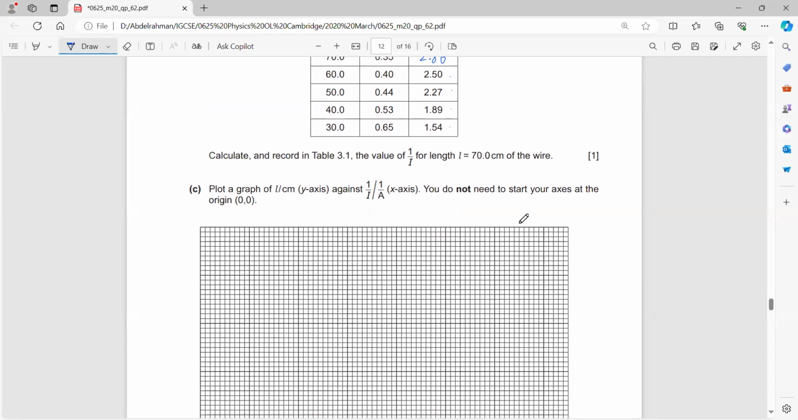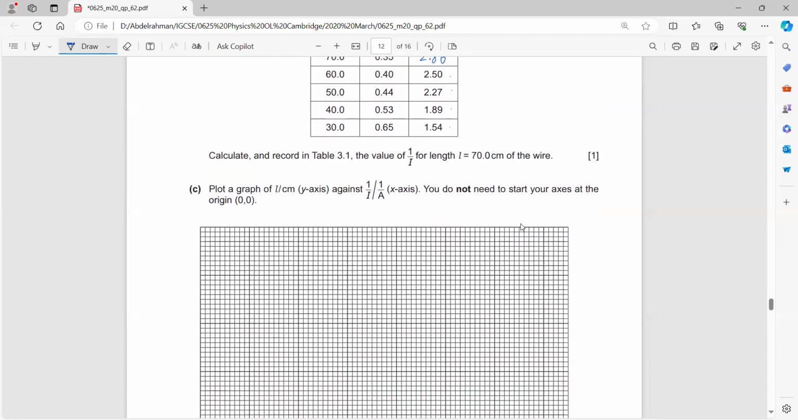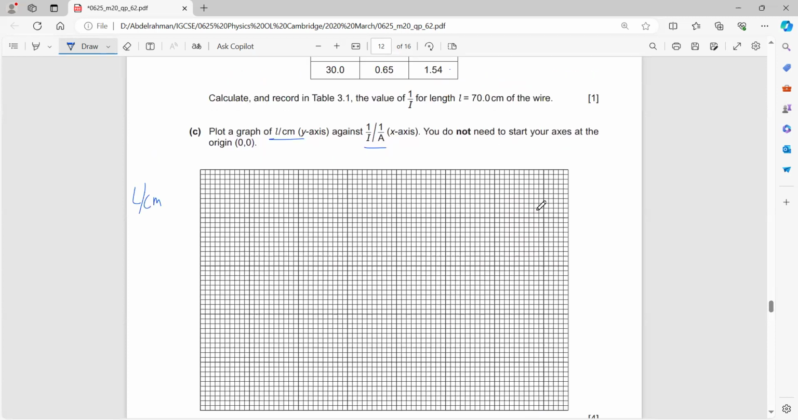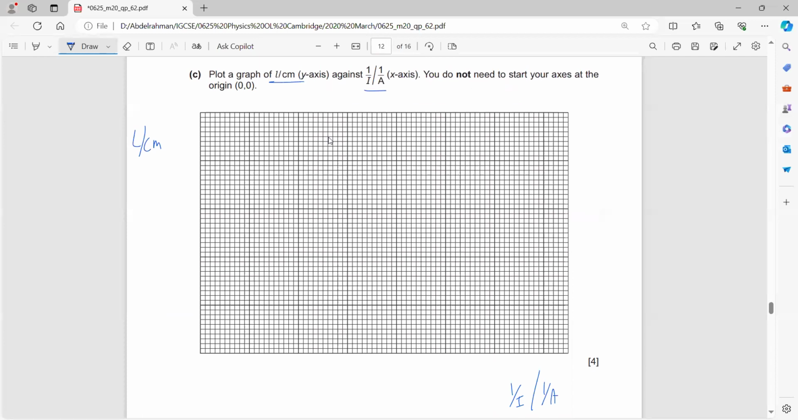Can I plot a graph? Yes, I can plot a graph. You do not need to start your axis from the origin. I need to plot the graph. L in centimeters on the y-axis, and 1 over I in 1 over A on the x-axis. Quite easy. You do not need to start your axis from the origin. The length: 70, 60, 50, 40, and 30. Okay, we can start off 30, 40, 50, 60, 70.